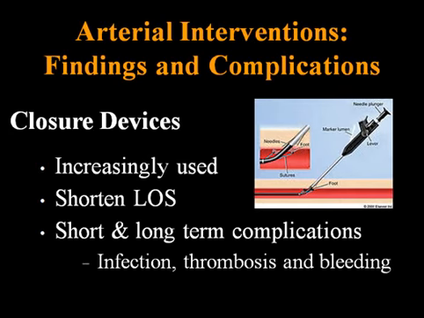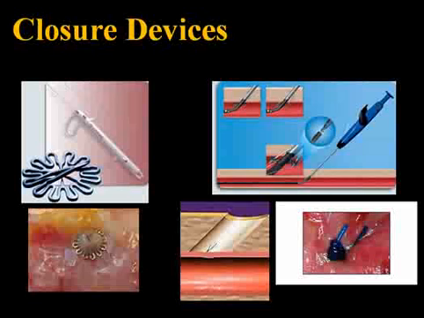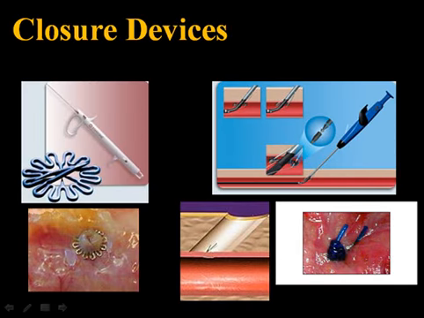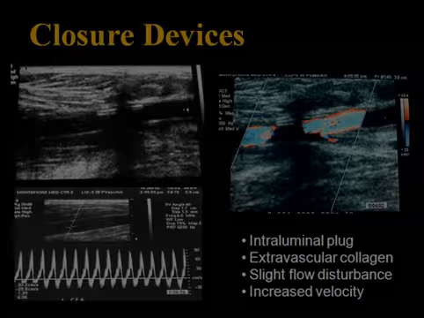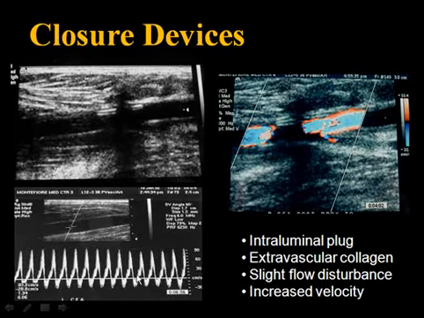Some patients will receive closure devices, and these are being increasingly used in order to shorten length of stay and minimize the need for manual compression. However, we've seen both short and long-term complications in these patients, including infection, thrombosis, and bleeding. These devices come in various configurations and different occlusion techniques, from clips to sutures to collagen plugs, and they'll present differently sonographically.